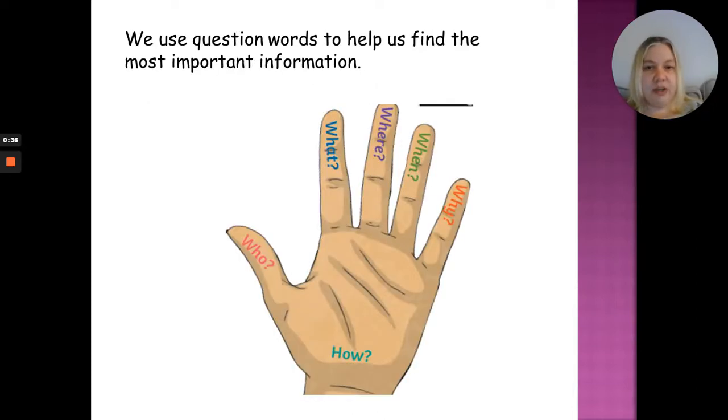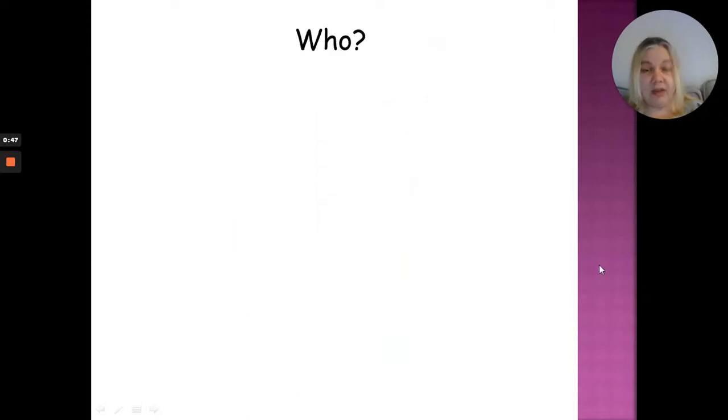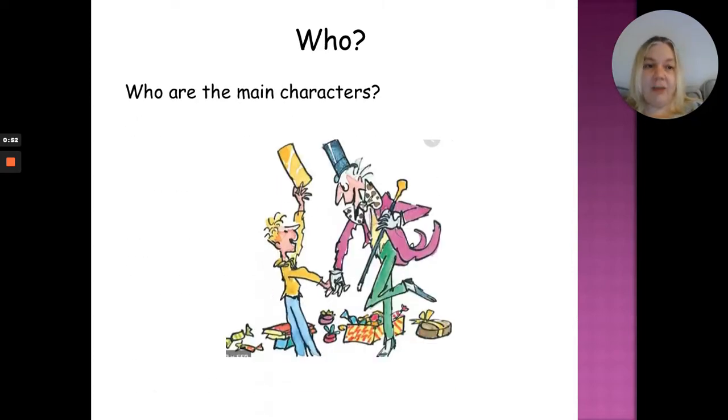When we're summarising, we use question words to help us find out the most important pieces of information. Who, what, where, when, why, and how. So who are the main characters in the story? If we think back to our text from before Christmas, we were reading Charlie and the Chocolate Factory. The main characters in there were Charlie, Willy Wonka, and the other 4 golden ticket winners. There were other characters, such as Charlie's teacher, but these weren't important to the main events in the story.